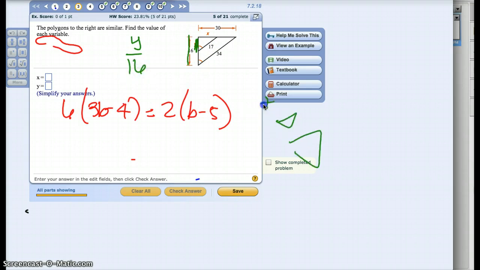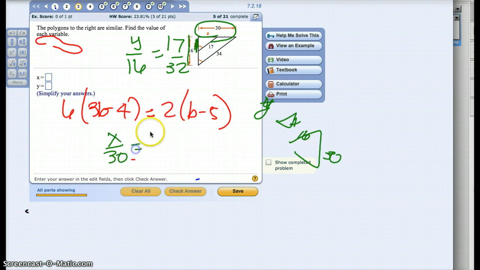We have y on this side, x on this side, 16 over here, 30 over here, and then the other side, I'm going to use 17 over 34 so that I avoid the x completely, and I'll make a second proportion for the x. I would do x over 30 equals 17 over 34 again. So that should be able to be cross multiplied.